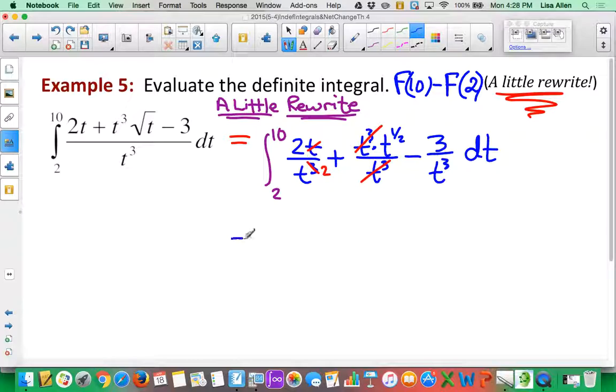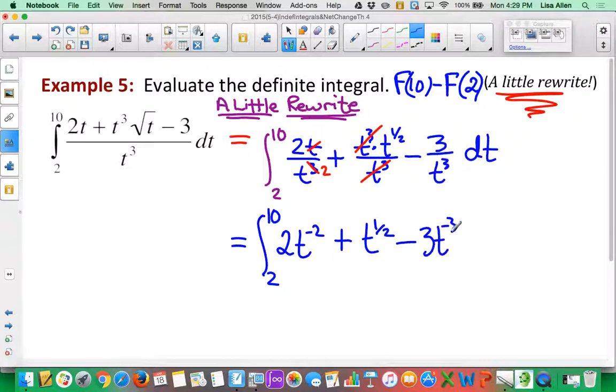We get that this integral is the integral from 2 to 10 of 2t to the negative 2, plus t to the 1/2, minus 3t to the negative 3rd power dt. So our integrand is all ready to go.